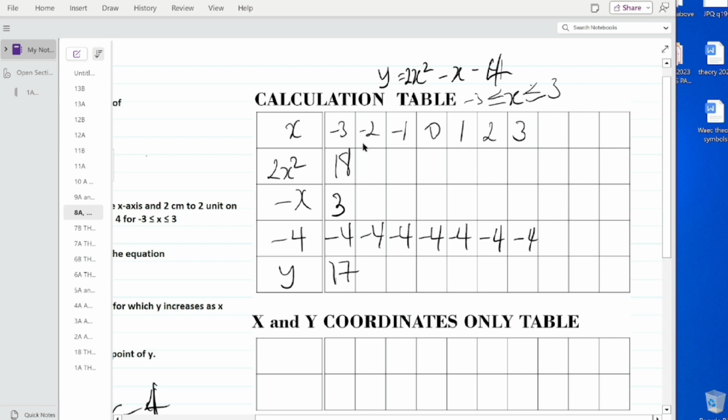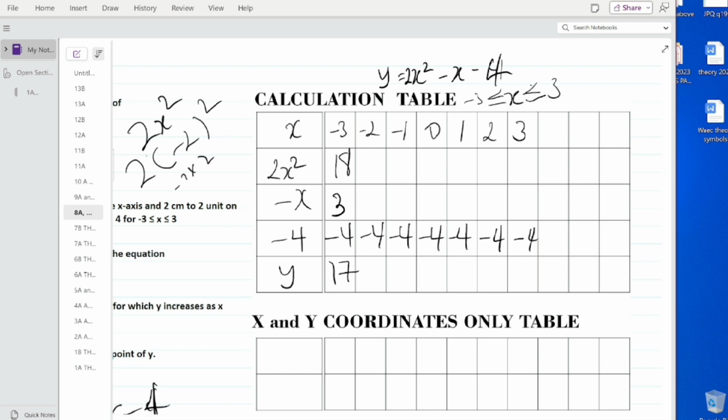We have minus 2. We take minus 2 and use this equation to solve it. Now we have 2x squared on this line. So if it's 2x squared and we have minus 2, that means our x is minus 2. So we have 2 into open bracket minus 2 squared. Minus 2 squared means minus 2 times minus 2, that gives us plus 4.